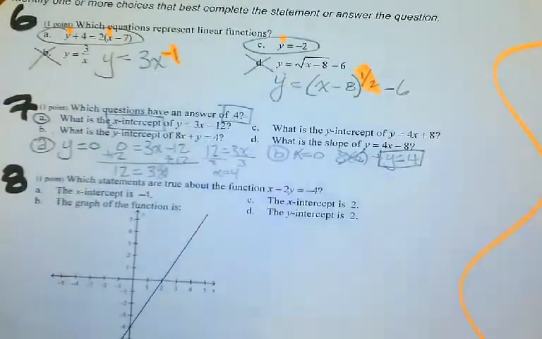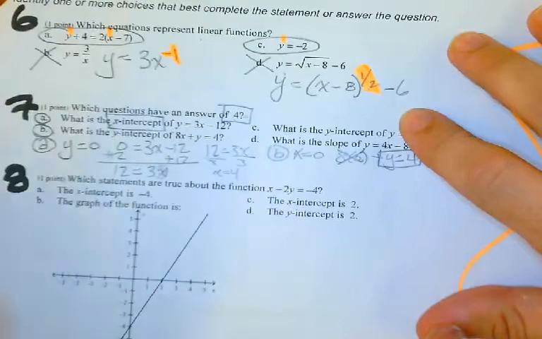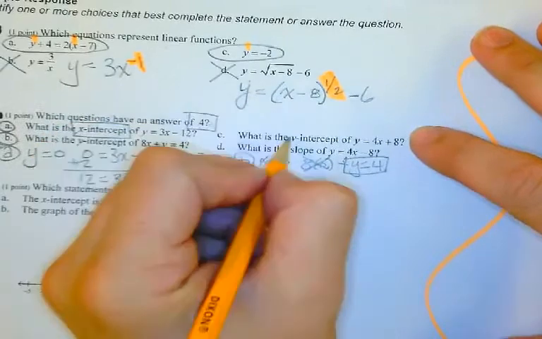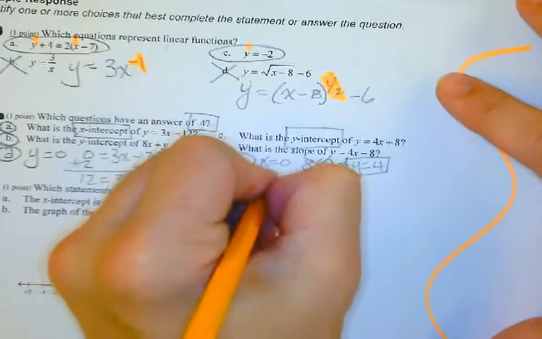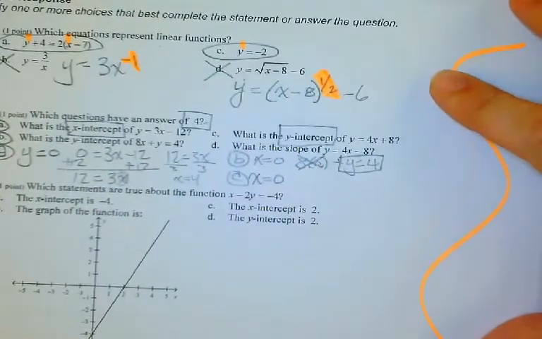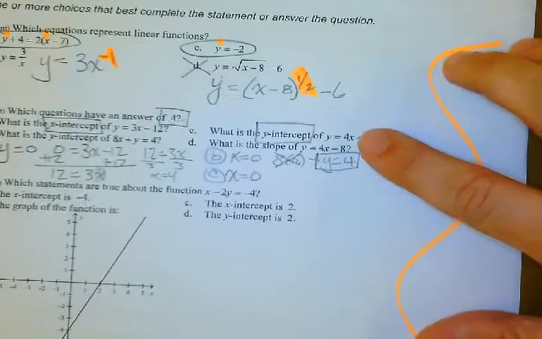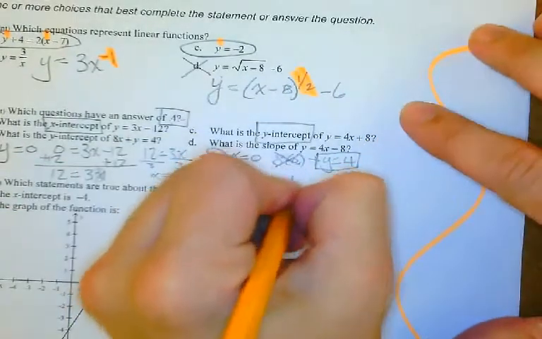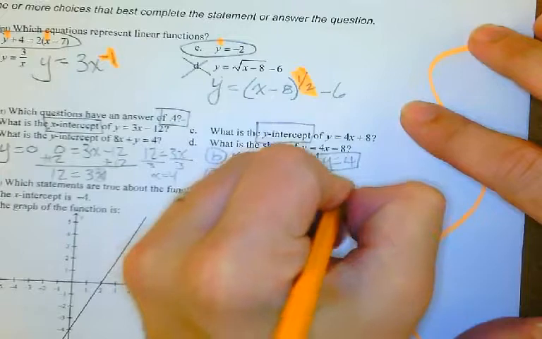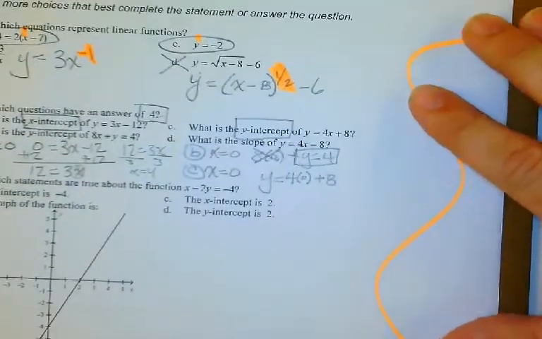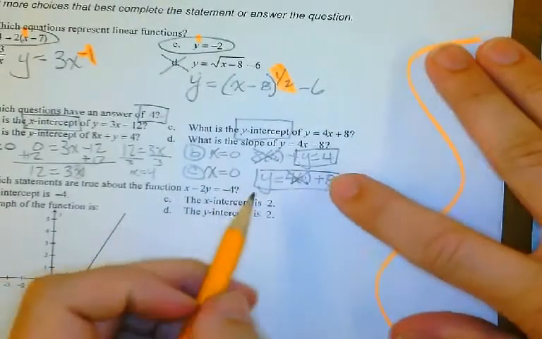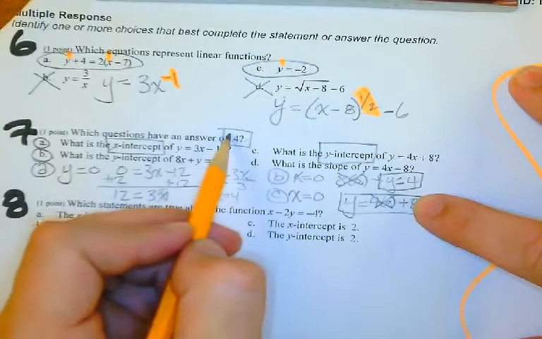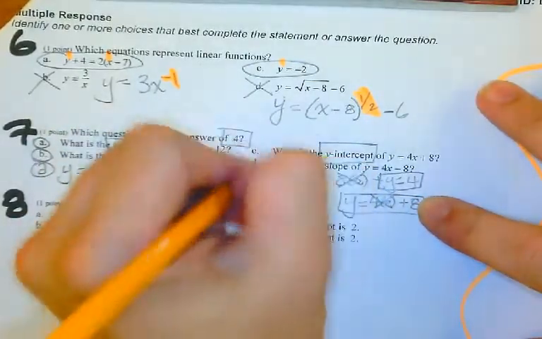So I'm going to put on this that B is also a correct answer. Part C. Part C asks for the y-intercept. The y-intercept is where x equals 0. So we say that y equals 4 times 0 plus 8. In other words, y equals 8. And unfortunately, we wanted 4, not 8.